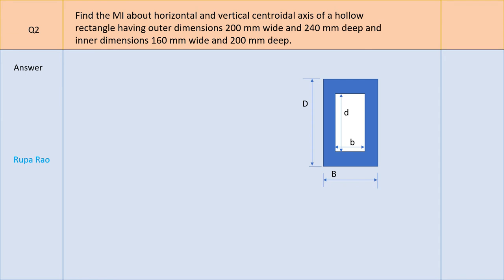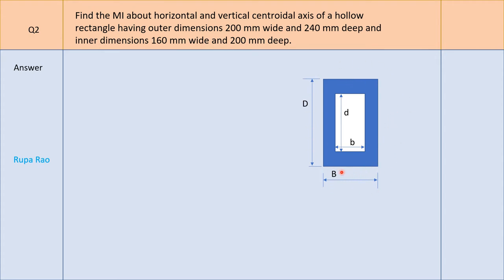Let us come to the next section. Find the MI about horizontal and vertical centroidal axis of a hollow rectangle having outer dimension 200 mm wide and 240 mm deep, and the inner dimension 160 mm wide and 200 mm deep. Now this is how the hollow rectangular section will look like.